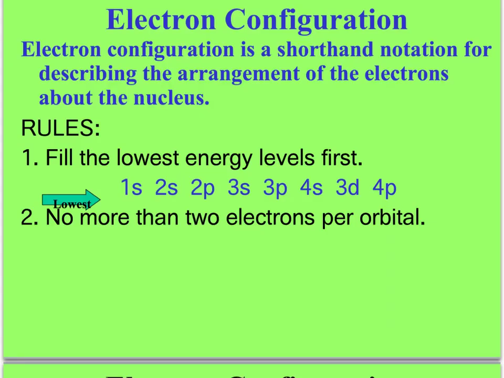Okay, electron configuration is basically just a shorthand notation for describing how electrons are arranged around the nucleus. And there's some rules that you have to follow. You're always going to fill the lowest energy levels first, based on how many electrons the atom has. And then the other rule is there's no more than 2 electrons per orbital. No more than 2.